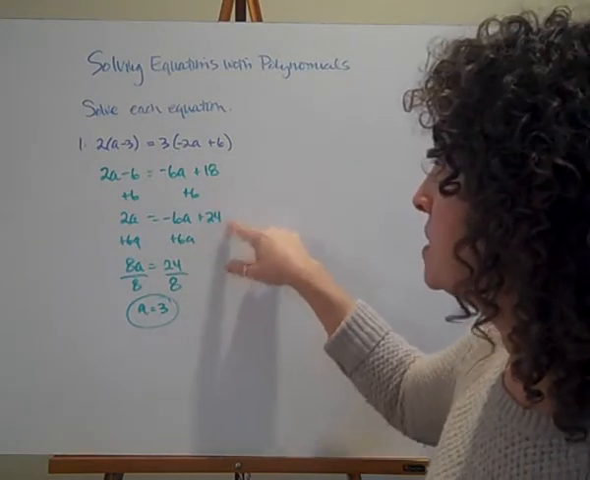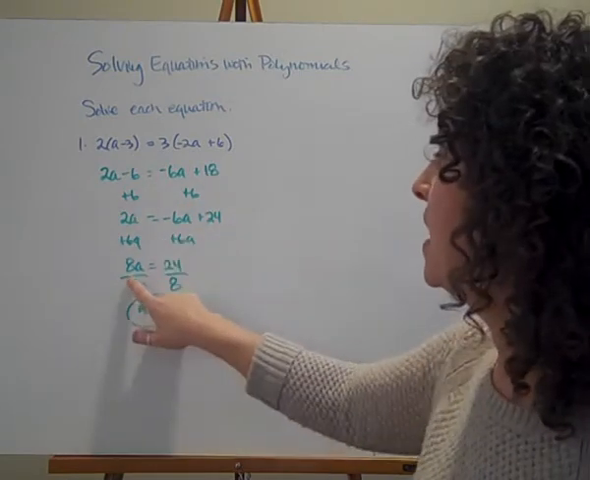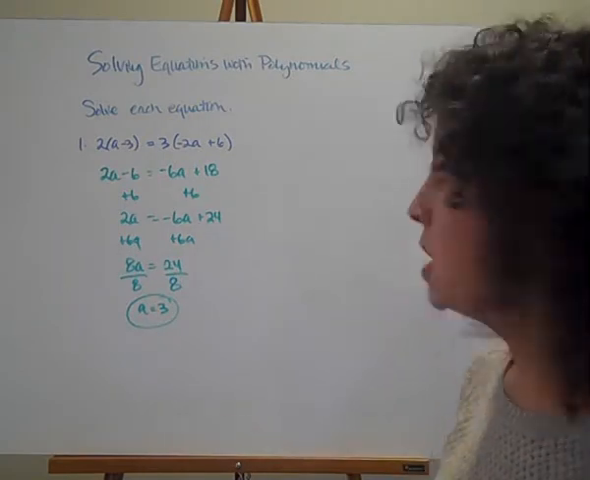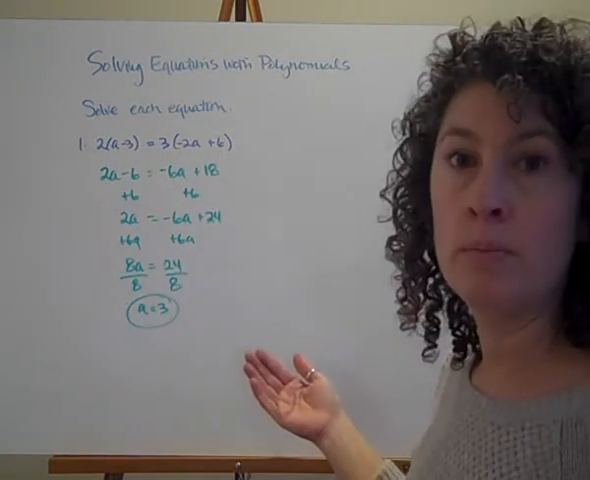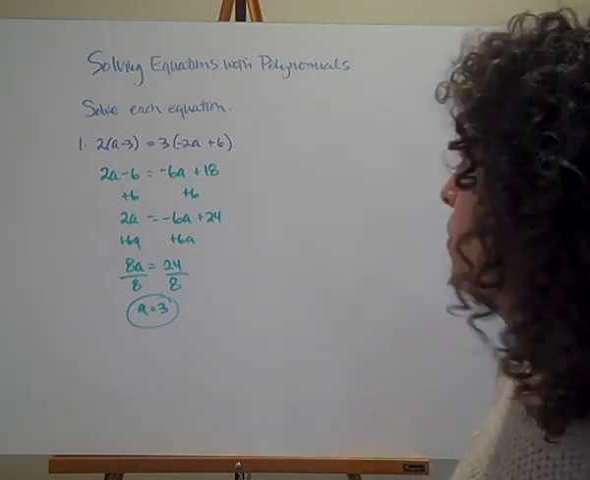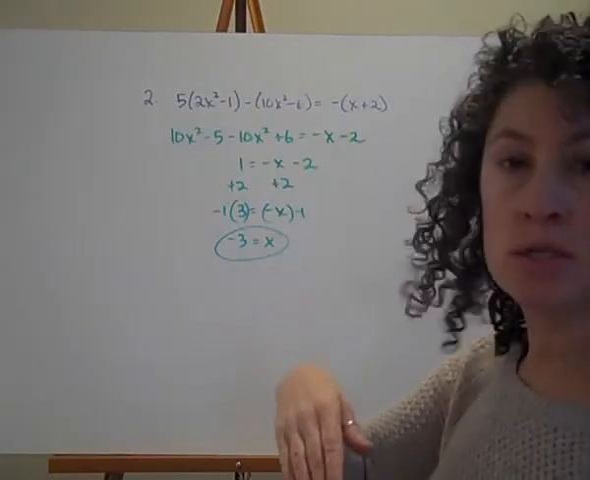I want to get rid of this negative 6a. So I'm going to add 6a to both sides. I get 8a equals 24. Divide both sides by 8. And we end up with a equals 3. So most of the skills we're using here are basic solving equation steps where you should be pretty comfortable by now. All right, let's try another one that has a few more pieces to it.